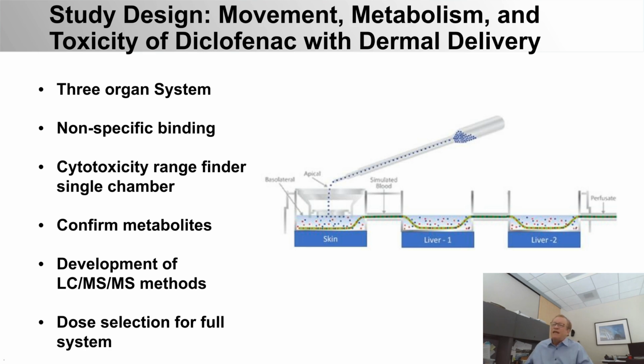So we're going to define nonspecific binding in a null system or a system with no cells or tissues. We're going to look at the cytotoxicity range, so what's the maximum tolerated dose we can put on without killing our tissues. We want to confirm that the organs that we want to be producing metabolites can actually produce those metabolites. We need to develop the analytical system, in this case LC-MS-MS, and then finally we dose the system, the full system, all linked together and start collecting the data.